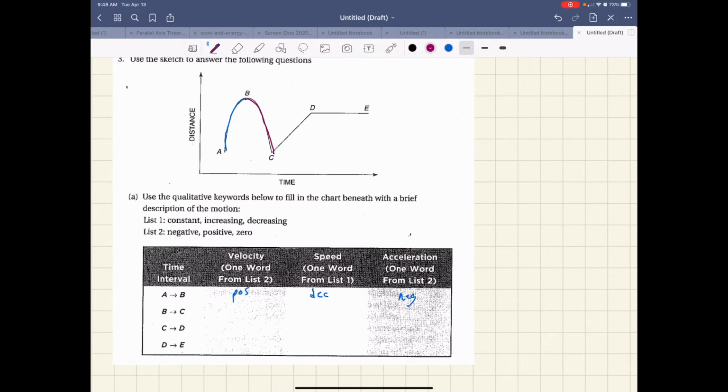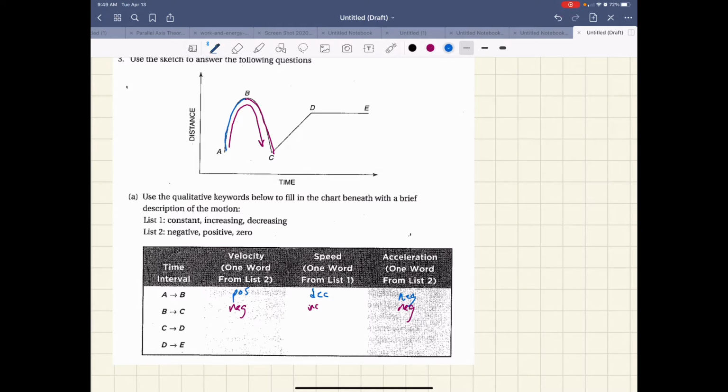From B to C, the velocity is, in this case, negative. The distance is decreasing. The speed is increasing. Notice that the slope is getting higher and higher in the negative direction, so the speed is increasing. And the acceleration, from list 2, is negative still, right? The acceleration direction has not changed at all through this entire journey right here. So it's still negative. C to D.